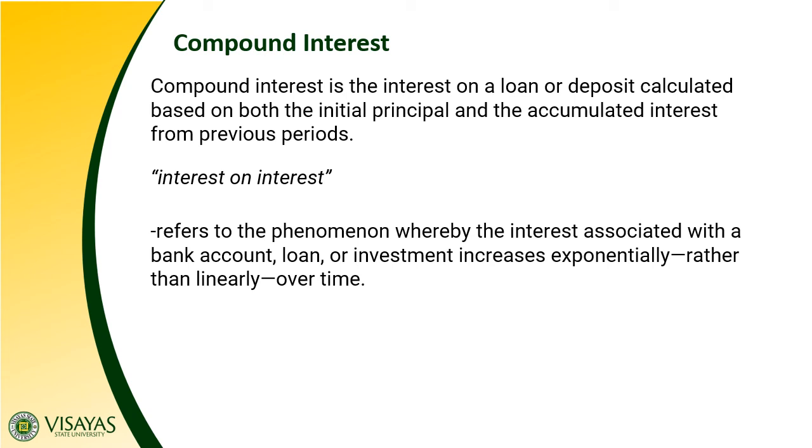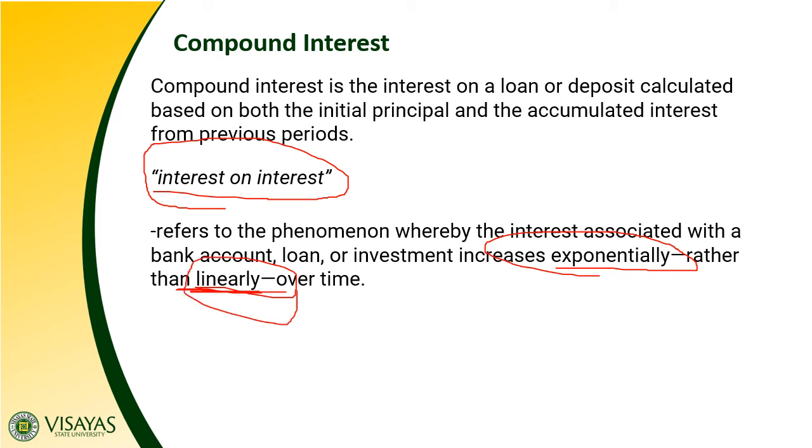That is why we have here interest on interest. Kaya siya nasabi na interest on interest. Okay? Because again, exponentially na siya rather than linear, kasi yung nangyayari sa simple interest, linearly lang siya. Pero kapag sa compound interest is exponentially na siya.